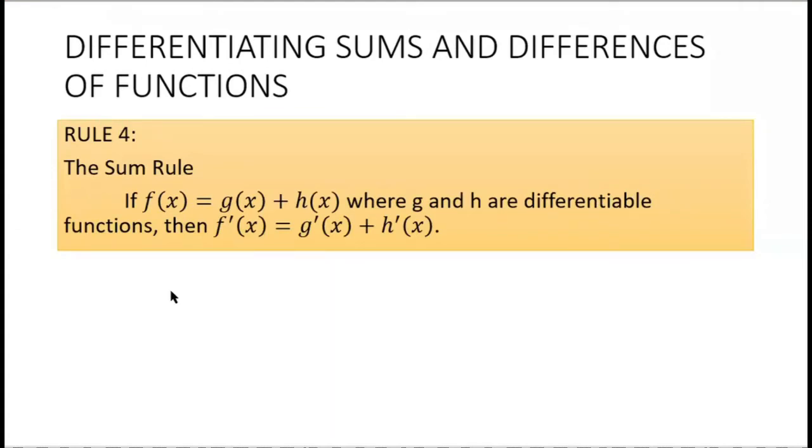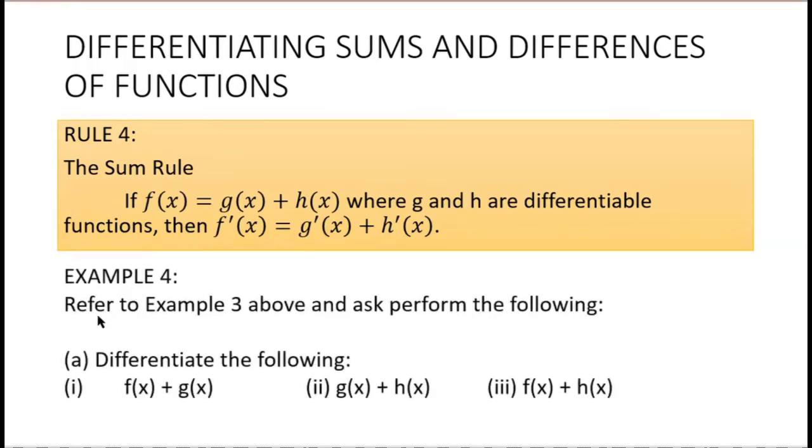Okay, next, rule number 4. The sum rule. It is under the differentiating sums and differences of functions. If f of x is equals to g of x plus h of x, where g and h are differentiable functions, then the derivative of f of x, which is f prime of x, is equals to the derivative of g of x plus the derivative of h of x.